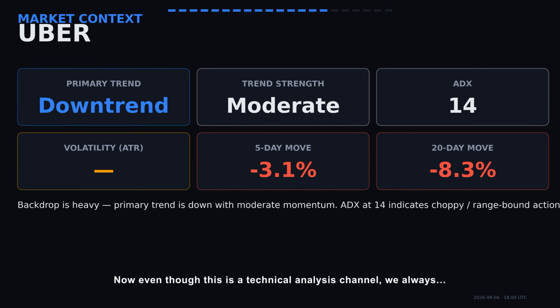How's the broader tape? On this slide, you've got the primary trend, its strength, the ADX number, and the volatility regime measured as ATR percent. Here's the thing. A setup that looks textbook in isolation can totally fail if the broader regime is fighting it. So you want to ask, is this trade swimming with the market current or against it? The 5-day and 20-day moves at the bottom answer that.